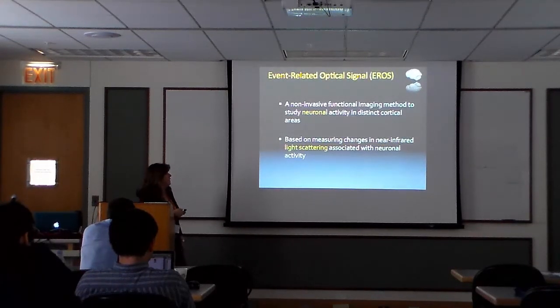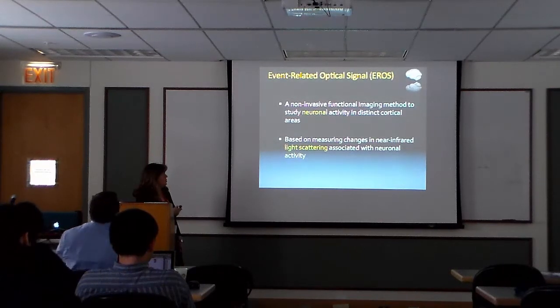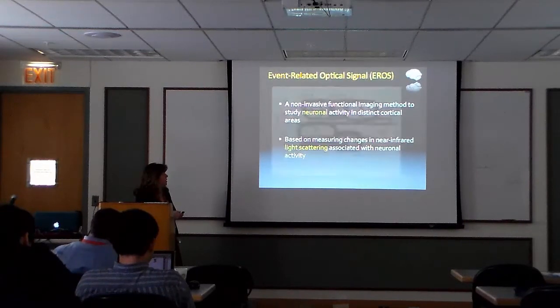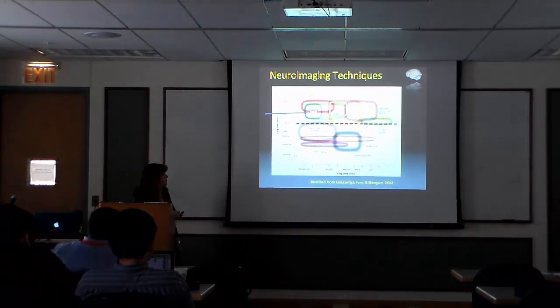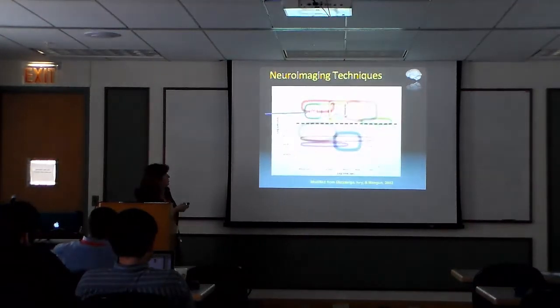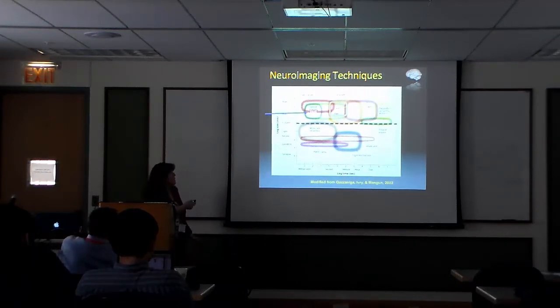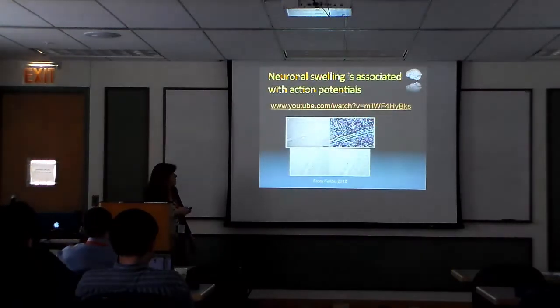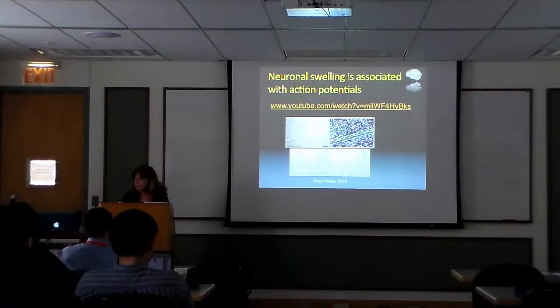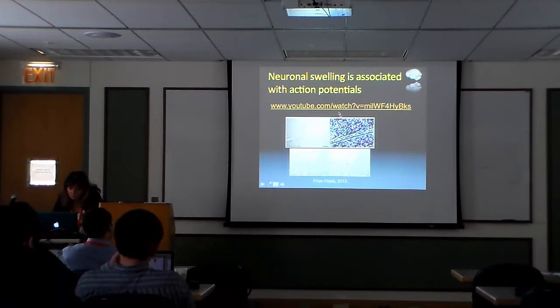So the event-related optical signal allows you to image neuronal activity, and it's based on the idea that light scattering will change with neuronal activation. Because it's neuronal, the timing is now in milliseconds, and the spatial resolution is about the same as NIRS. Let me see if I can get this video to go.